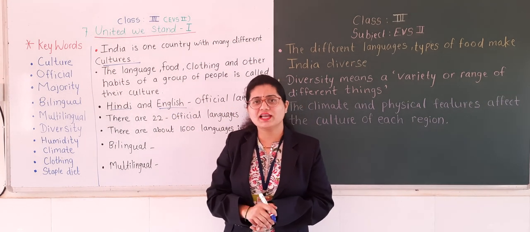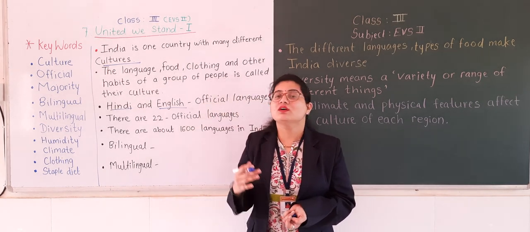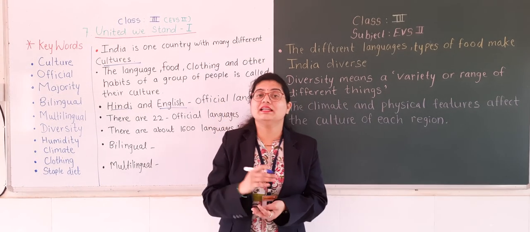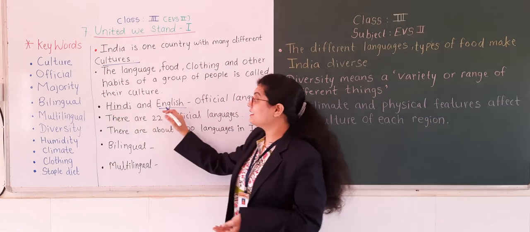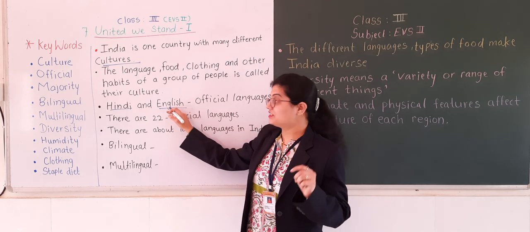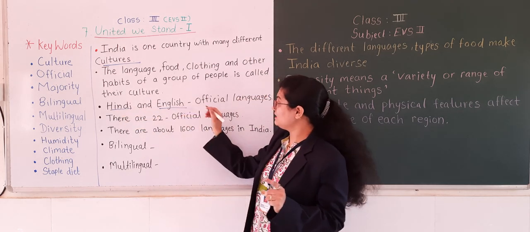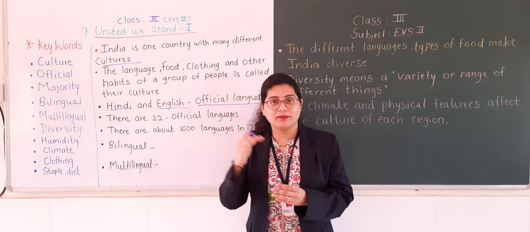Now what is official language? Official language means the language is used for the work. Okay, in India our central government use Hindi and English language for their work. Okay, which languages do we use? We use Hindi and English as official languages of central government.